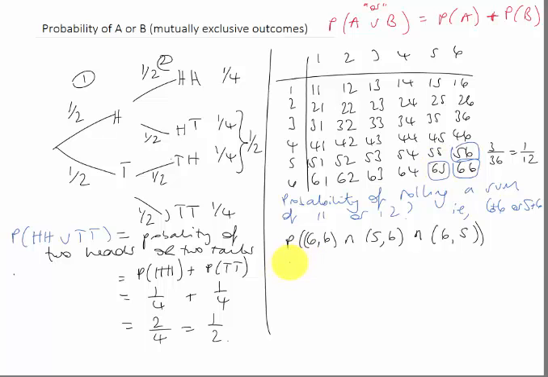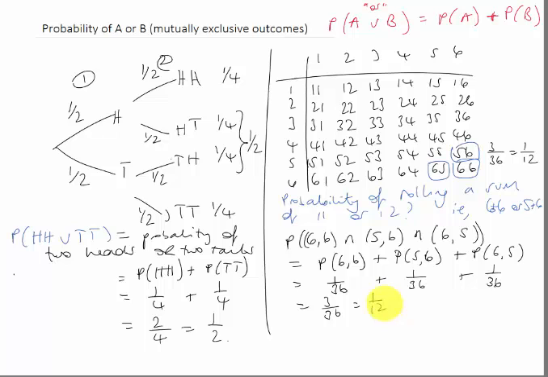So that is the probability of 6 and 6, plus the probability of 5 and 6, plus the probability of 6 and 5. So that gives us 1 in 36 plus 1 in 36 plus 1 in 36. Remember, there are 36 different possibilities here in our grid, which is 3 in 36, which is 1 in 12, the same answer, which is reassuring. So those are 2 different examples. If we've got an OR, then we have to add the 2 individual probabilities together.